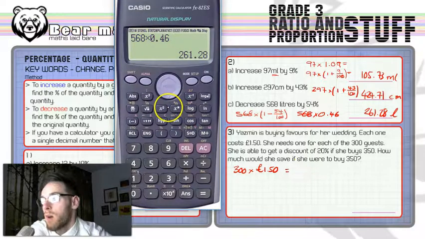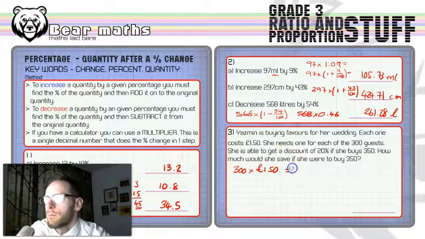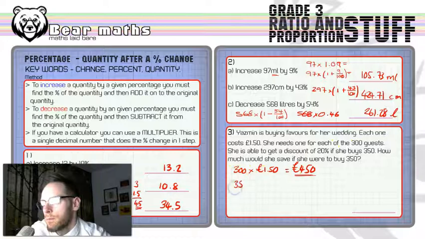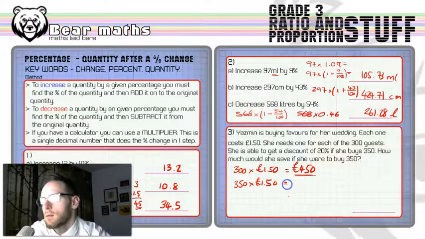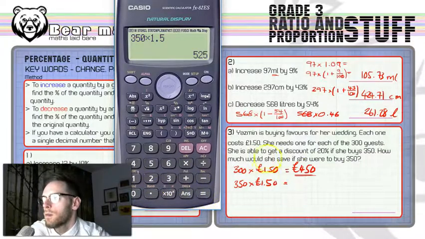3 times by 1.5 is 4.5, so £450, but we can bring the calculator in just to be sure. So 300 multiplied by 1.5 equals £450. Okay, right, that's what we're going to compare things to. All right, now if she were to buy 350 without the discount, multiplied by £1.50, I mean, this is one way we could do it. This is my preferred way as well. 350 multiplied by 1.5 equals £525.